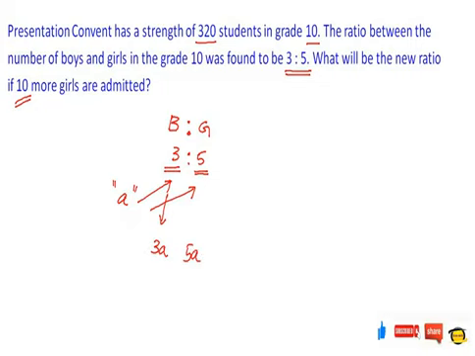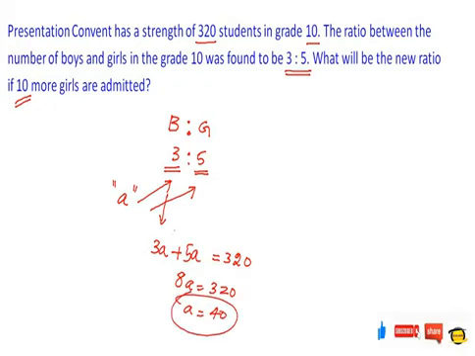And the total strength of the class is found to be 320. So, if we add the count of boys and girls, that is equivalent to 320, right? So, 8a is equivalent to 320. Which means what is the common multiplication factor? 320 divided by 8, that should give us 40, right?